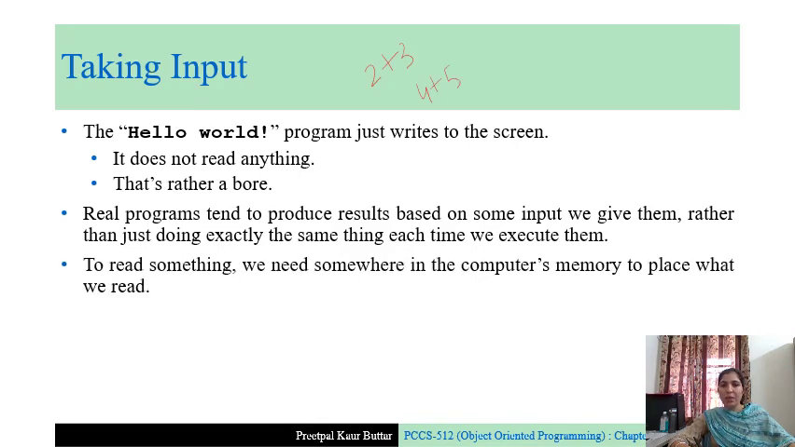To read something, we need somewhere in the computer's memory to place what we read. So if your program is to read two numbers, then you have to store them somewhere in the computer's memory. For example, the two numbers 2 and 3 are input from the keyboard. Then in order to operate on these two numbers, you need to store them somewhere in the memory. Such a place is called an object.